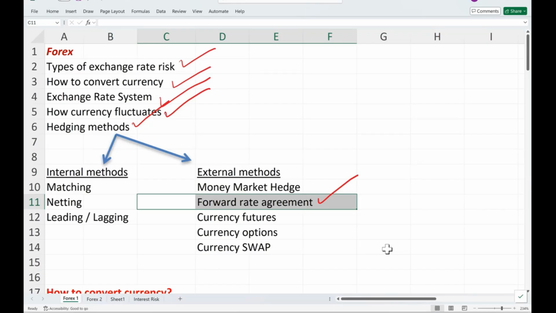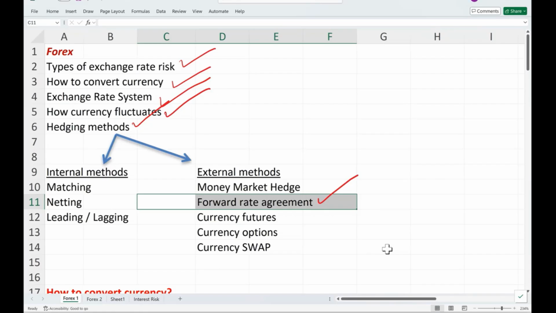Let's say we make a sale transaction, or we make a purchase transaction in a currency other than our local currency, and we know the settlement is in 6 months' time. So we are worried about what the exchange rate will be in 6 months' time. So let's fix it. How?